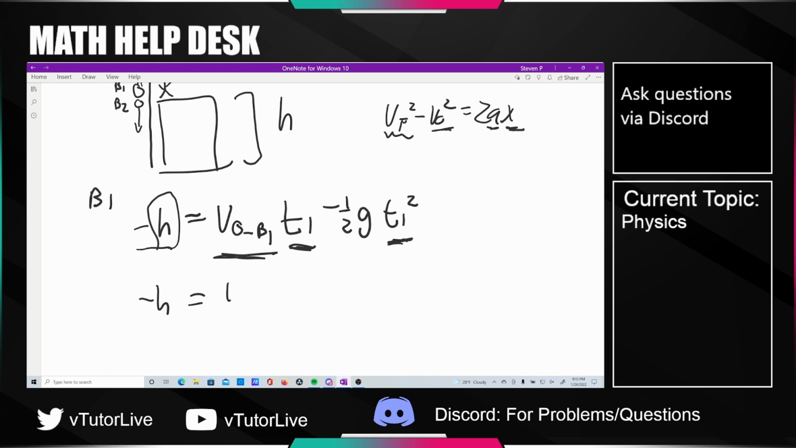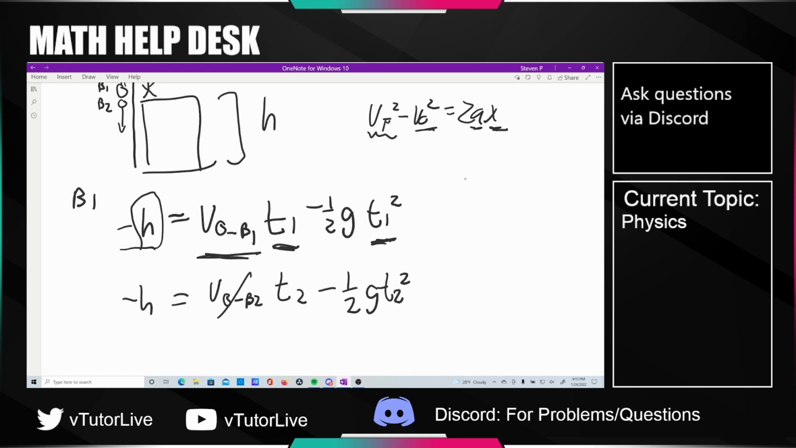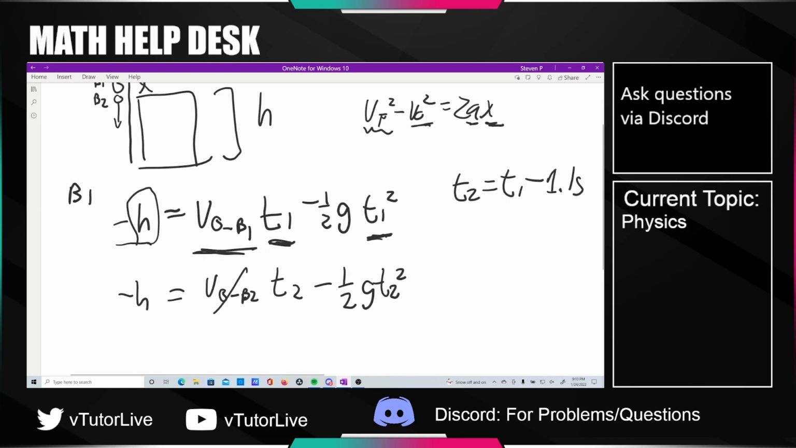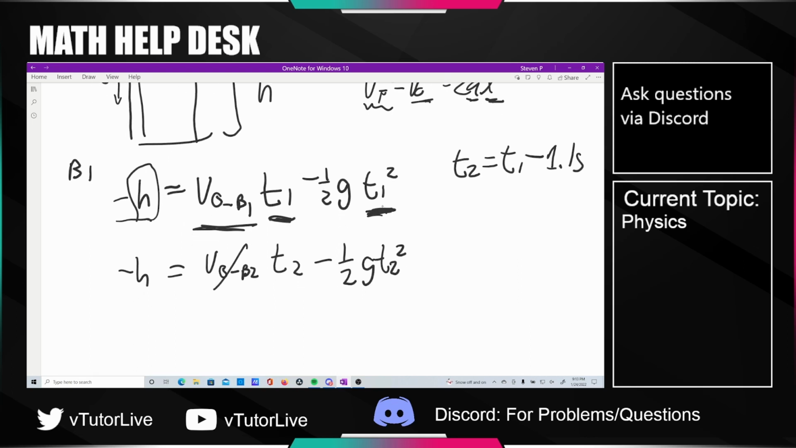For the other one, velocity naught of ball two is just 0, right? And the time, let's call it t2, is the amount of time it's traveling, with 1/2 g t2 squared. And we do know that t2 is equal to t1 minus 1.19 seconds. Not a big deal. t1 is an unknown, but t2 is really just t1 in disguise. So this set of two equations has just two unknowns, velocity naught of ball one and t1.